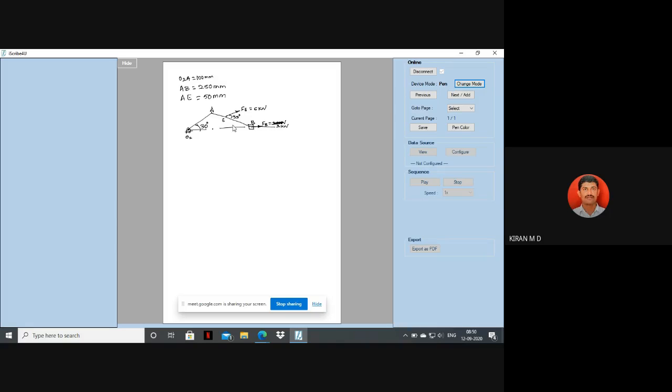By using these dimensions, first you draw the configuration diagram. According to the configuration diagram, you should take 30 degrees and this 100 mm. This OA is link 2. Then AB is link 3. Now we need to solve the problem.